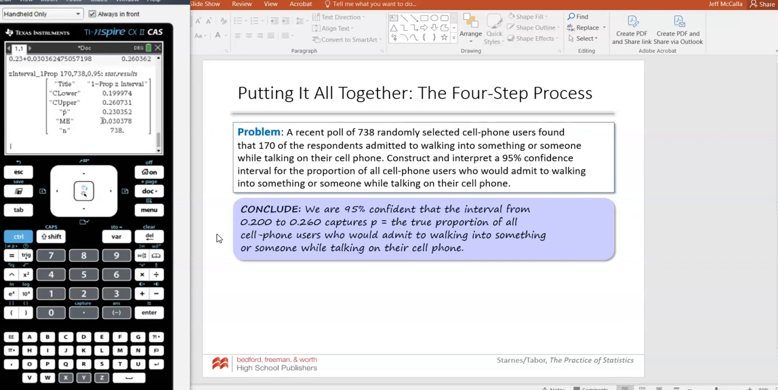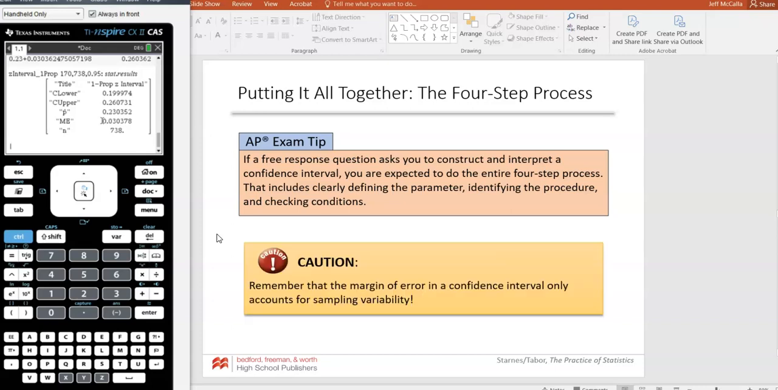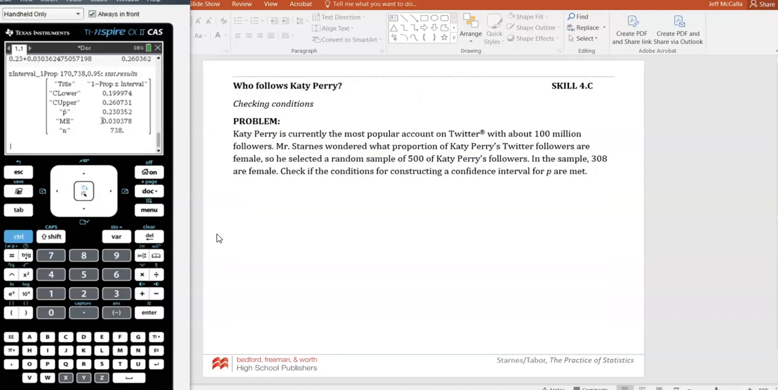Again, don't forget to interpret. They probably will ask this question: construct and interpret. We are 95% confident the interval from 0.2 to 0.26 captures p, the true proportion of all cell phone users who admit to walking into something while talking on the cell phone. You're expected to do the entire 4-step process that includes clearly defining the parameter, identifying the procedure, and checking the conditions. The margin of error does account for the sampling variability.